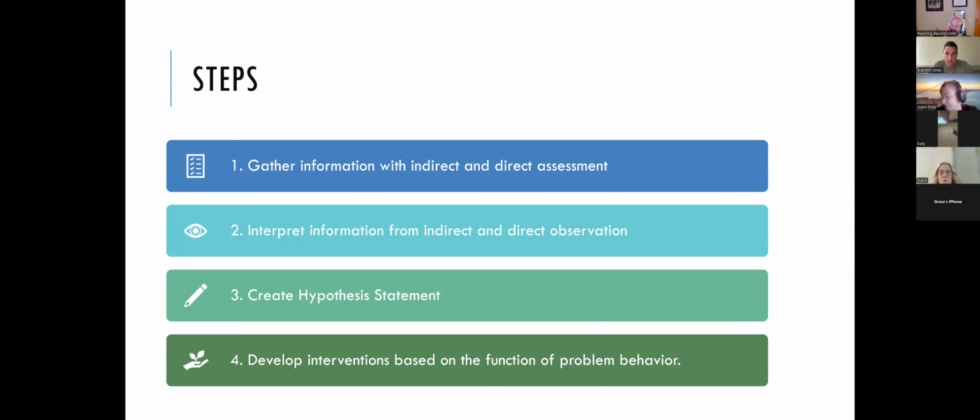So what are the steps of the FBA process? We're going to gather information with indirect and direct assessments, which we'll talk a little bit more about. We're going to interpret information from the indirect and direct observations. We're going to create a hypothesis statement, and we're going to develop interventions based on the function of problem behaviors, and that's through your supervision meetings and your own experience.